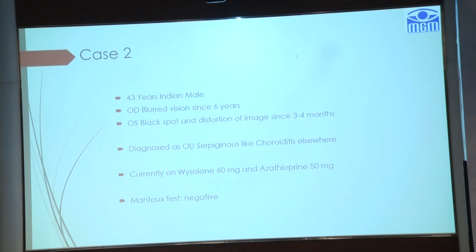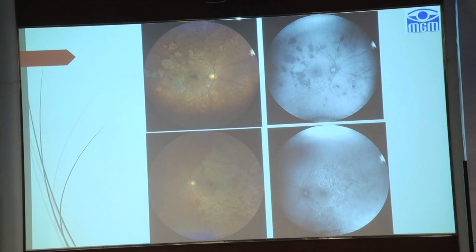He was investigated elsewhere for TB. Mantoux was negative. So this is the picture at presentation. Right eye had this healed choroiditis lesion, so the autofluorescence picture shows complete black, whereas in the left eye, there is this active choroiditis lesion, which is almost reaching or involving the fovea.